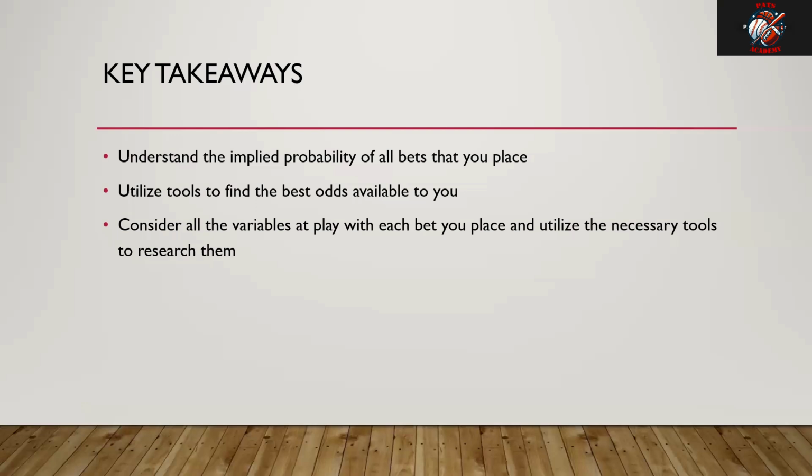The last key takeaway here is you want to consider all the variables at play with each bet that you place and utilize the necessary tools to research them. So with the Caleb Martin threes, I showed you a lot of different considerations to make here. You want to consider who's playing for the Sixers. You want to look at the matchup. You want to have an idea of how many minutes he's going to play, how many shots he's going to take, are they going to be quality shots, etc. Those are all the different things you want to look at, and then combine that with the line shopping and the Gambly tool to figure out where the best alt lines are. And it's all part of the process, and that'll make you a better sports bettor if you take all those necessary steps.